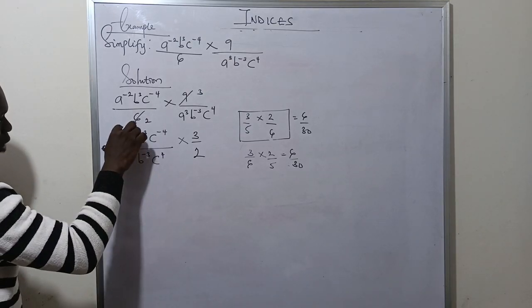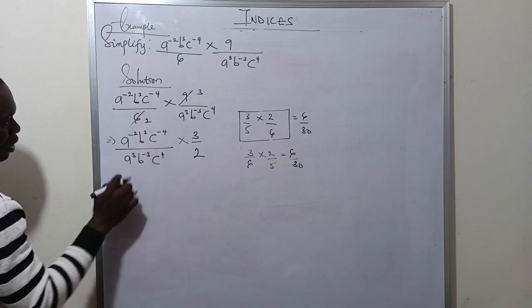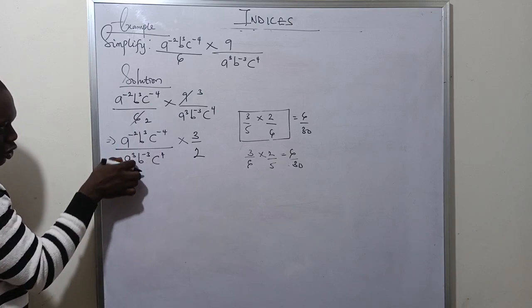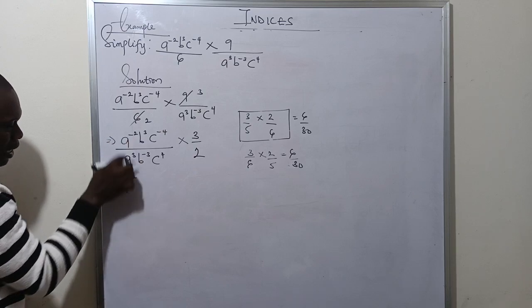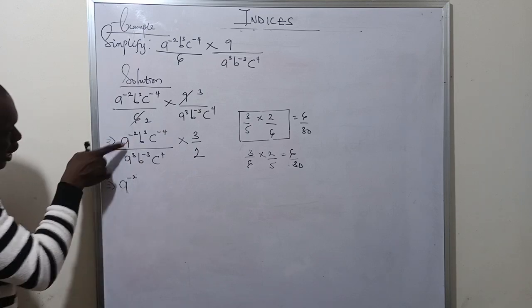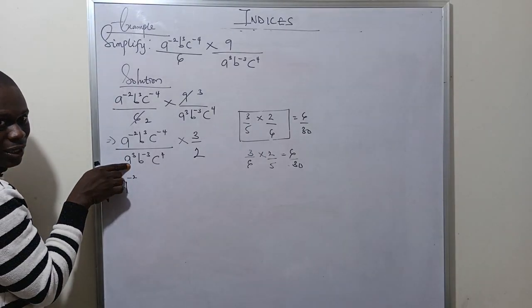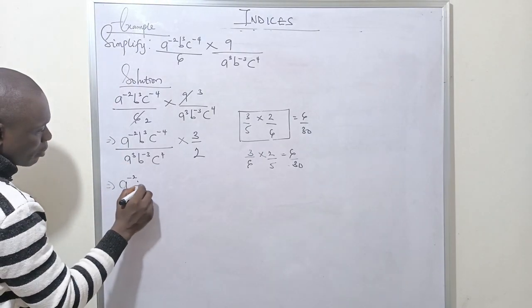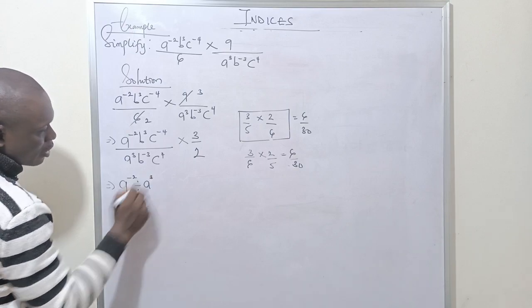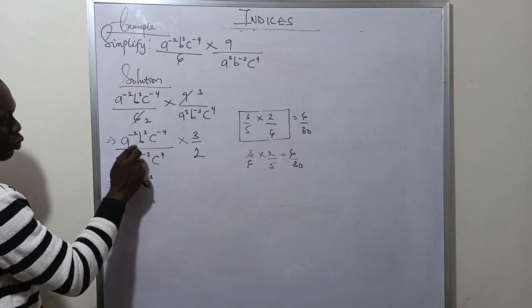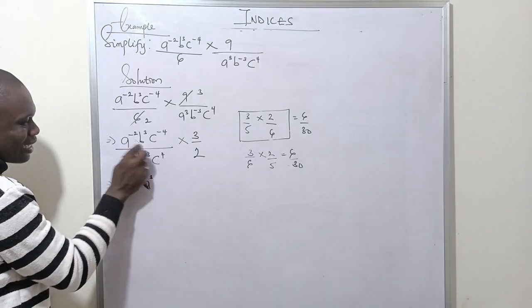Now we are having a here, a here, b and b here. With this, I'm going to have a raised to the power of minus 2, picking a divided by a, so a raised to the power of minus 2 divided by a raised to the power of 3. Let me simplify: a raised to the power of 2 divided by a raised to the power of 3. Now there's an operator here, which is just multiplication. The multiplication sign is combining this and this.